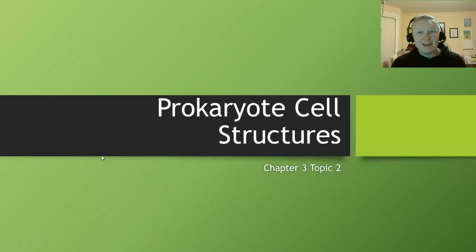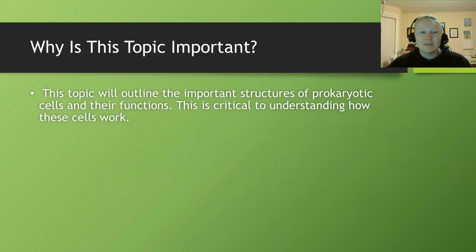Welcome to Chapter 3, Topic 2. This topic covers sections 3.2 and 3.4. It's kind of a sandwich about the structures of the cell as opposed to the cell envelope, which we've pulled out and made into its own topic. This topic is important because we're going to discuss all the structures and their functions within the cell. Without this, we're going to have a hard time understanding how the cell works.